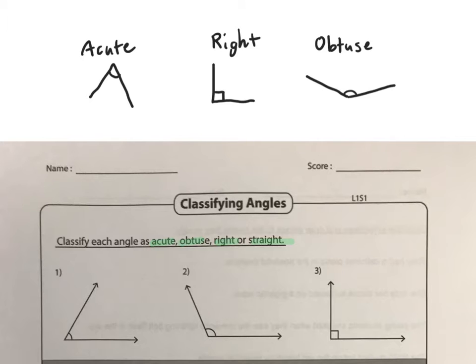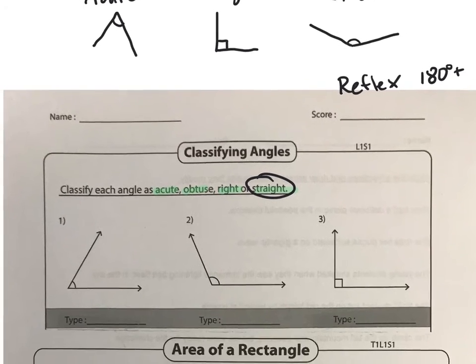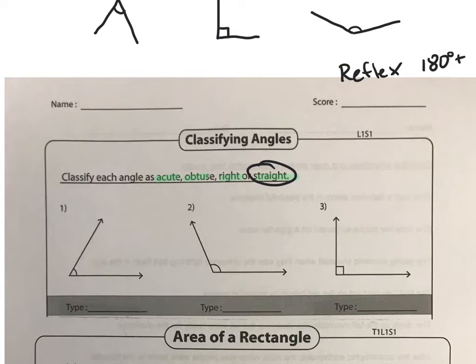And please remember that acute is less than 90 degrees. Right angle is exactly 90 degrees with a little box to show you that it is 90 degrees. And obtuse is more than 90 degrees, but less than 180, because if it's past 180, it's called a reflex angle. And then straight angles are exactly 180. So there's only 3 of these. So based on those categories, can you label those 3 angles, 1, 2, and 3?